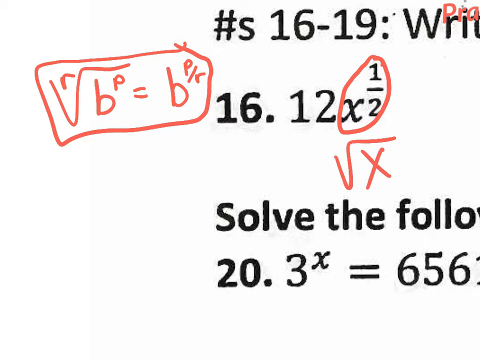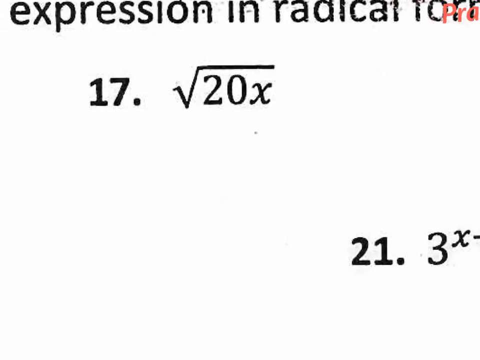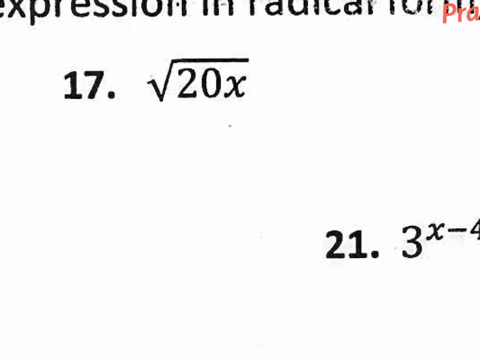Now, the 12 that's out here in the front, you're just going to put the 12 out in the front. There's a big difference when you actually have parentheses. This is the test right here. Number 17, they're not asking us to simplify. You don't want to rewrite this as 4 times 5. This is a square root of 20x, and they want you to rewrite it in exponential form. So you're not going to simplify, you're just going to rewrite it.